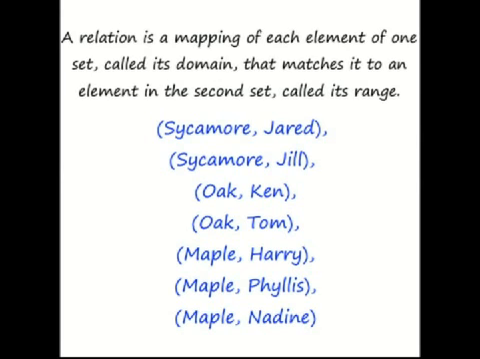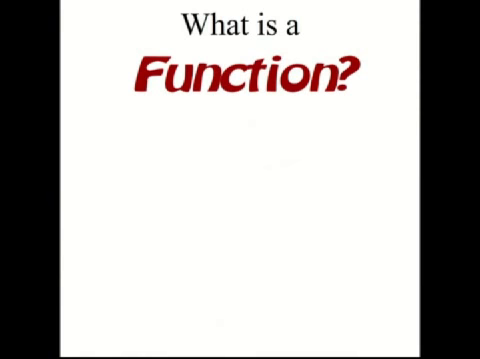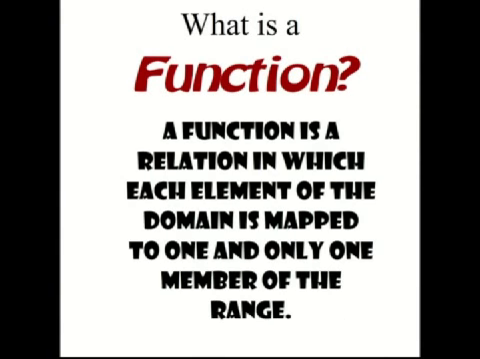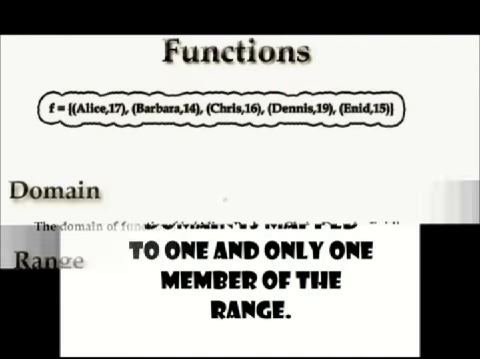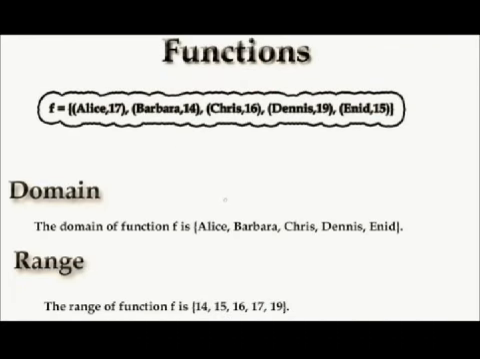So a relation is a mapping of each element of one set, we're going to call it a domain, that matches it to an element in the second set that we're going to call its range. With that in mind, now we can answer the question, what is a function? A function is going to be a relation in which each element of the domain is mapped to one and only one member of the range. So that's not too difficult.